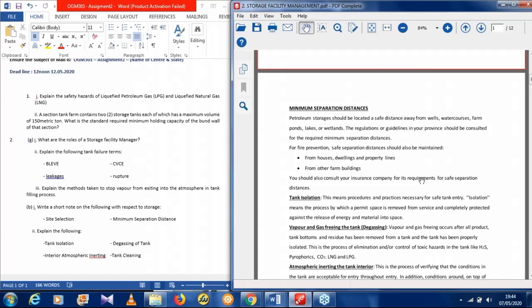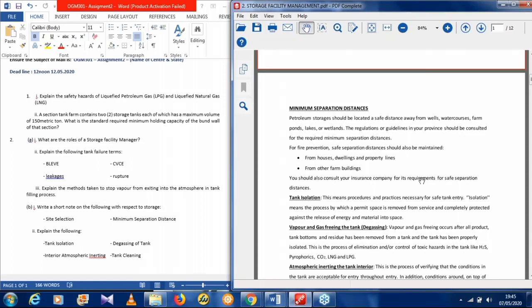Apart from the exposure or the inhalation of the chemicals or the gases that will come as a result of the loss of containment in the storage area, we could also have fire at the slightest spark, because hydrocarbons have a very low flash point. What is flash point? It is the temperature at which the hydrocarbon or a substance will self-ignite.